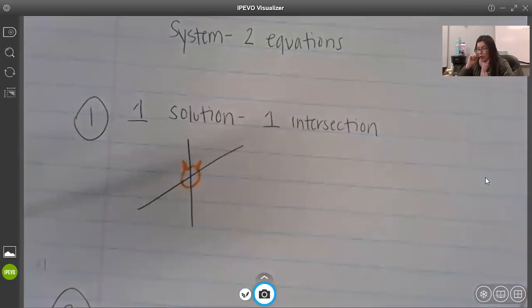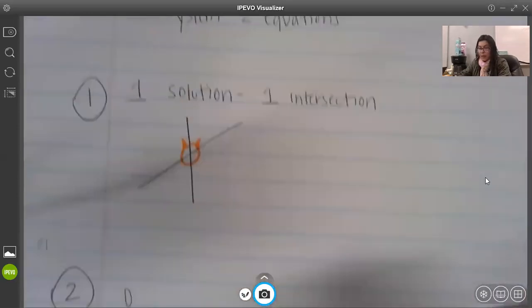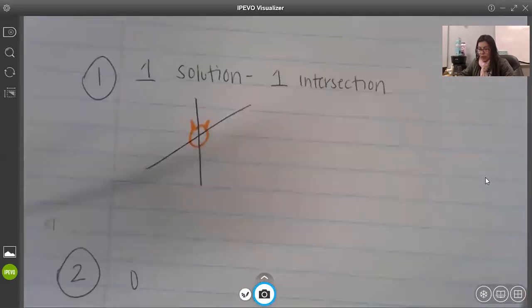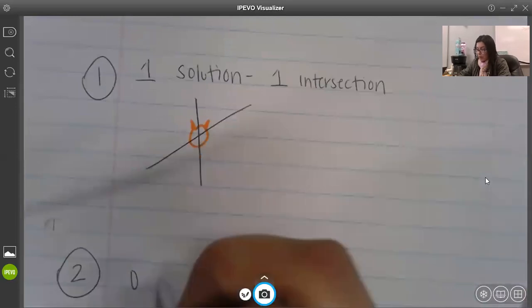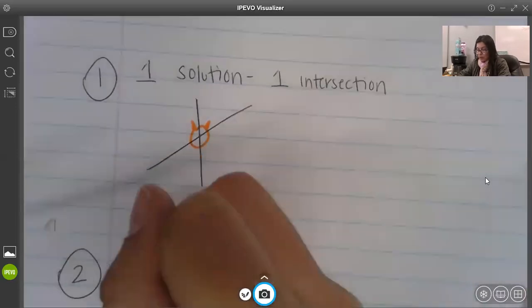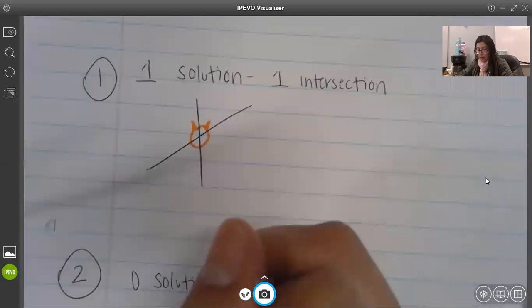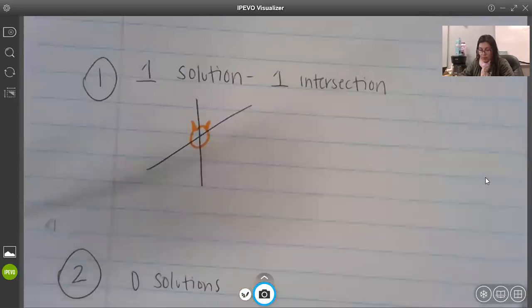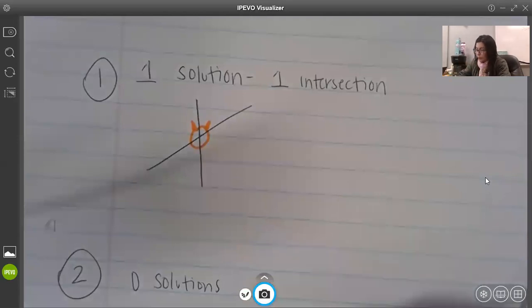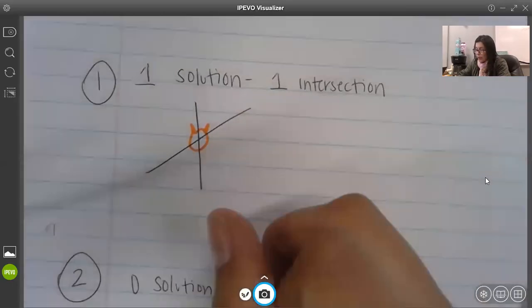So the other thing it could do is it can never touch. And there could be, can you see that? Zero solutions. And so they never touch, they're parallel.